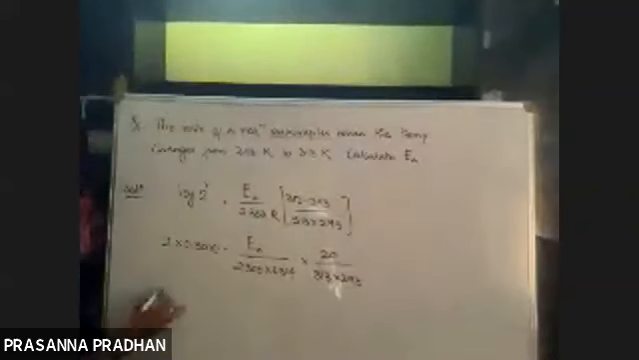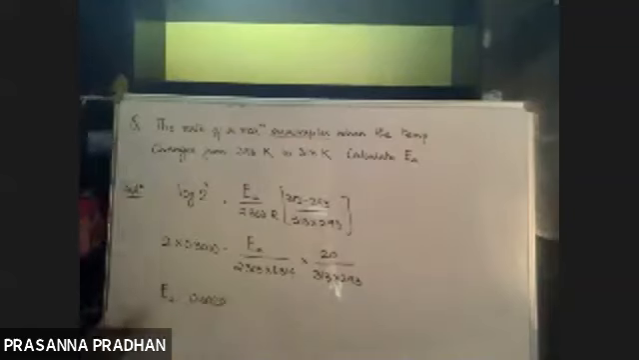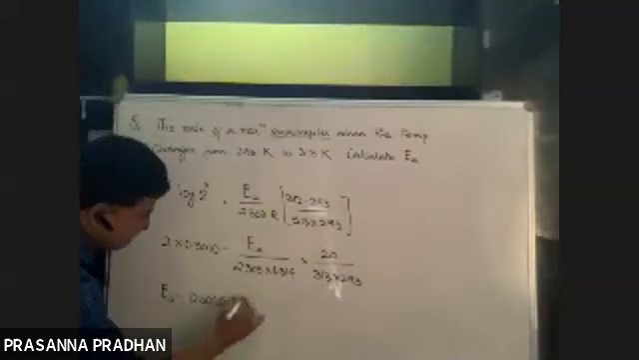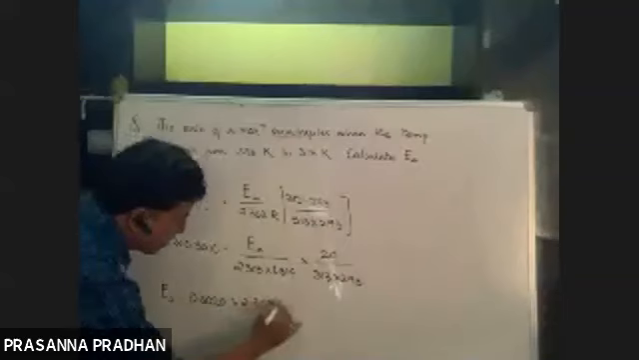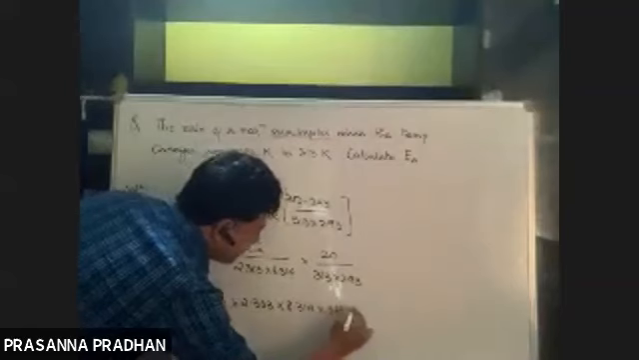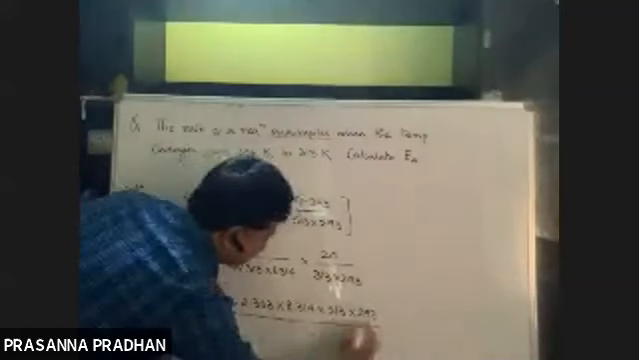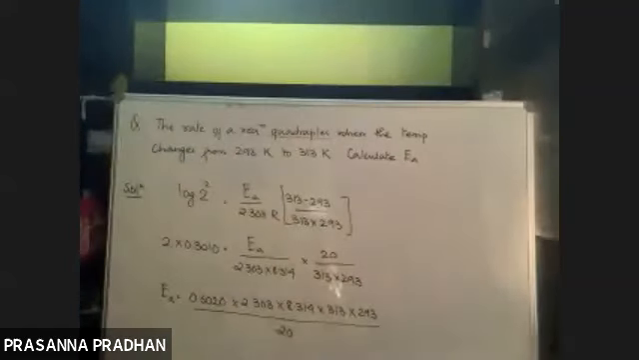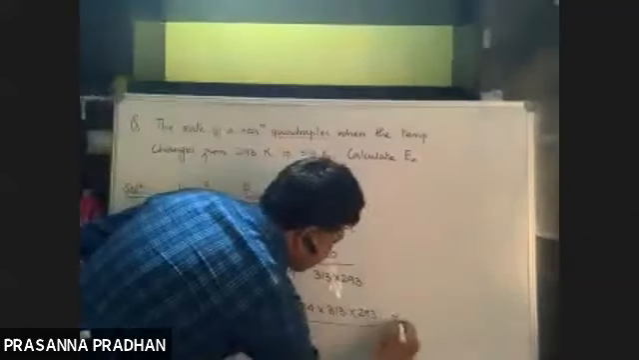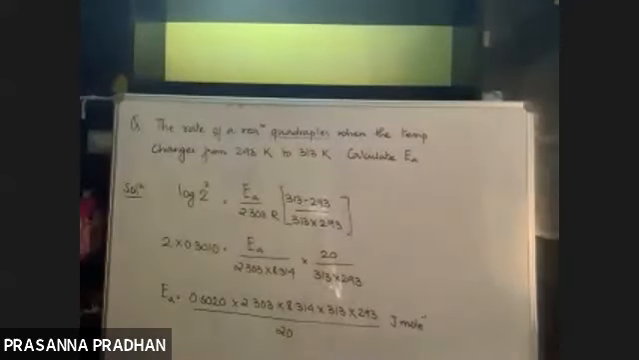Now you are supposed to calculate the value of EA. So EA will be equal to 0.6020 into 2.303 into 8.314 into 313 into 293 divided by 20. So yes, you have to carry out this calculation. There is no alternative to this. And the answer will be in joule per mole.